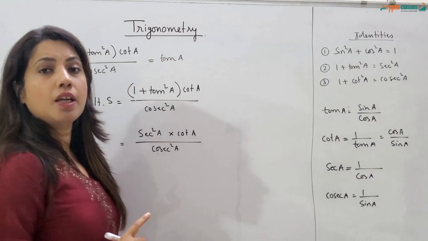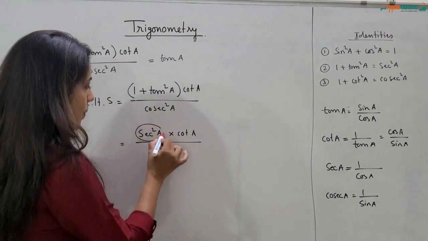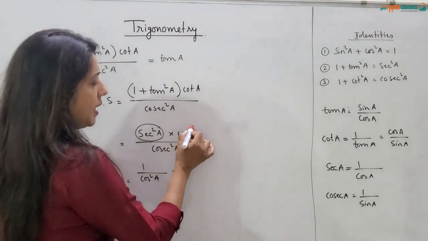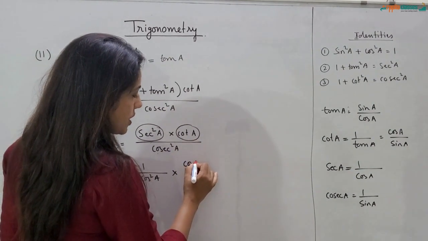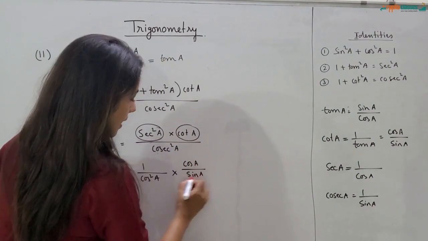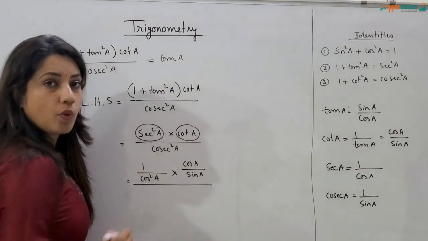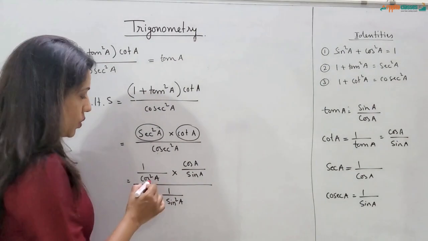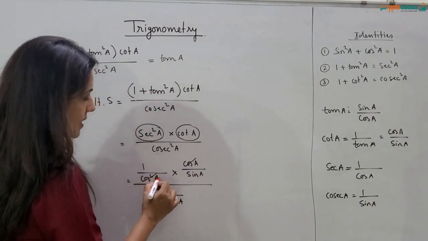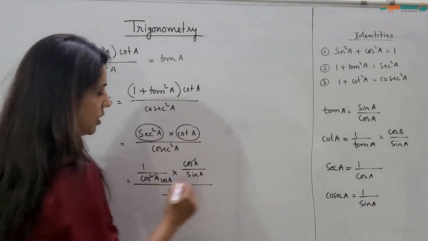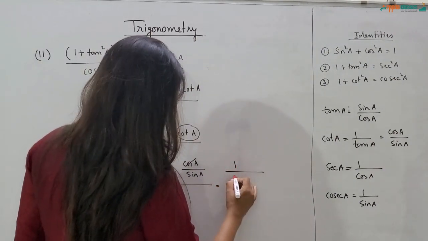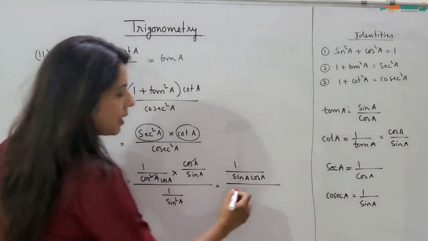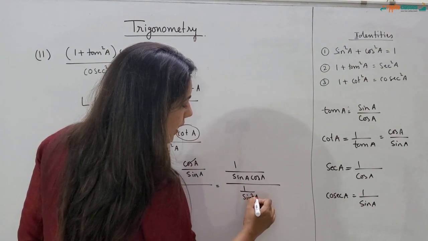Now let us convert everything into sine and cos. In place of sec square A, I am going to write 1 upon cos square A into, in place of cot A, I will be writing cos A upon sine A, whole divided by cosec square A, which can be written as 1 upon sine square A. So here cos square A and this cos A will get cancelled. We have only one cos A here. So I am getting in the numerator 1 upon sine A into cos A divided by 1 upon sine square A.